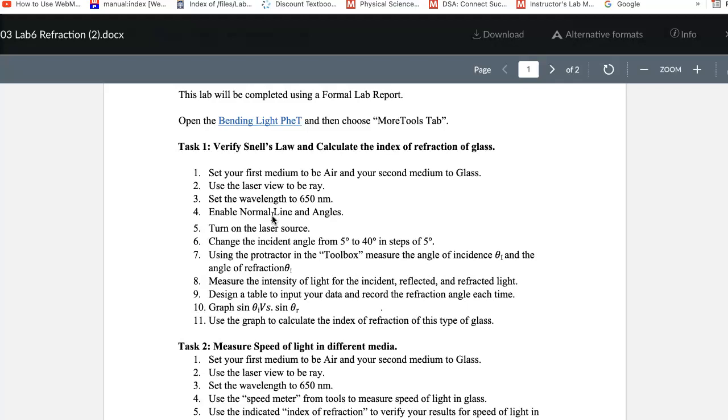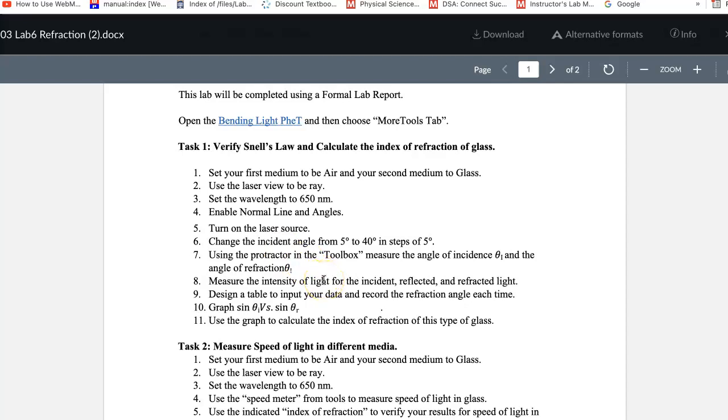First, you are going to set your first medium to be air and the second medium to glass. Use the laser view to be ray. I will show you also how to do this. Set the wavelength to 650 nanometers, and then enable normal line and angles. Turn on the laser source and then change the incident angle from 5 to 40 in steps of 5.